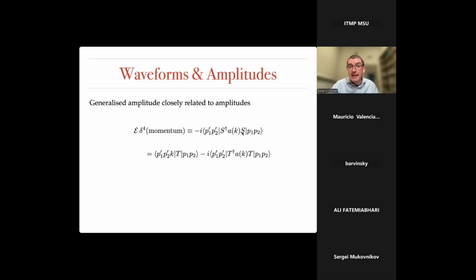One easy way of seeing this is to write S as 1 plus iT. Now, the annihilation operator here is a graviton annihilation operator, but I didn't put any gravitons in the initial state. So the initial state is made up of quanta of these scalar fields corresponding to the black holes. So that annihilation operator, if it hits this state, will give me nothing. It'll vanish. So we get to replace this S with iT.